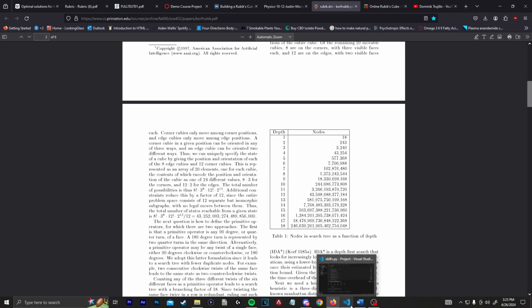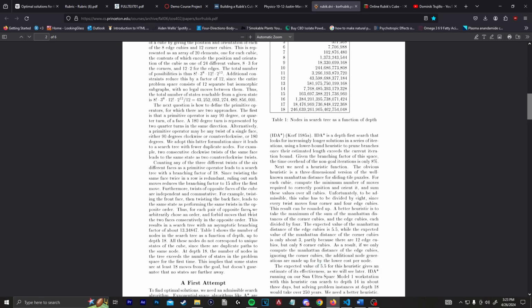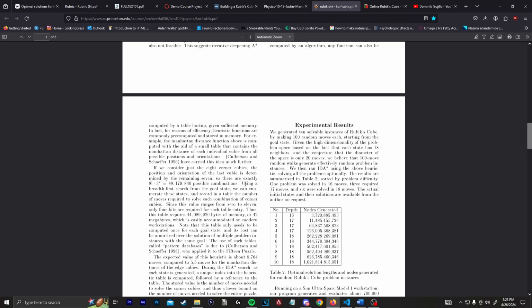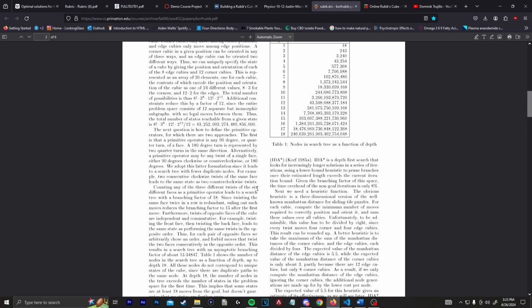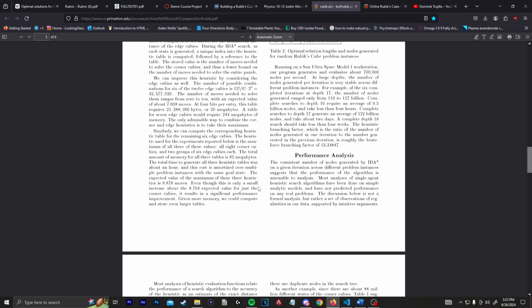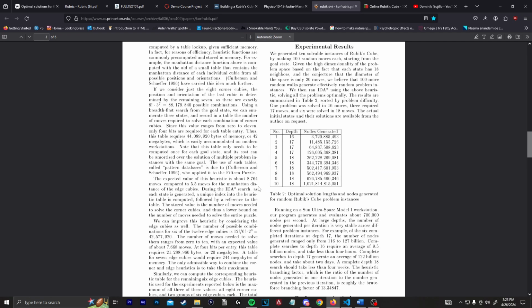IDA star again is going to be the more optimal way to do it. But the way Korf originally did it was using the corner pieces, and using the distance between the corner pieces and their goal state.